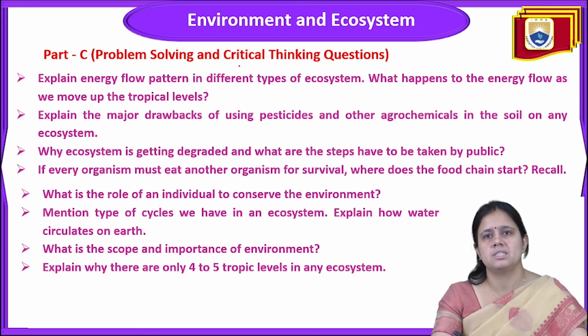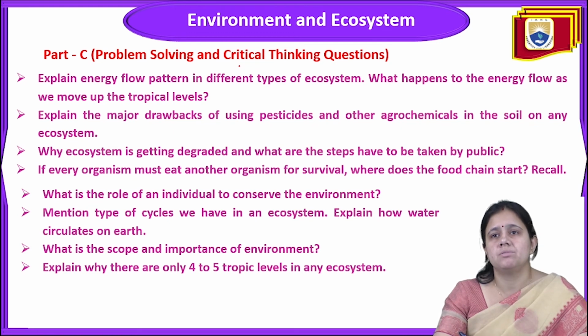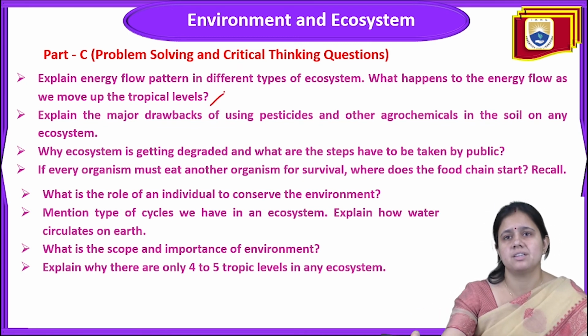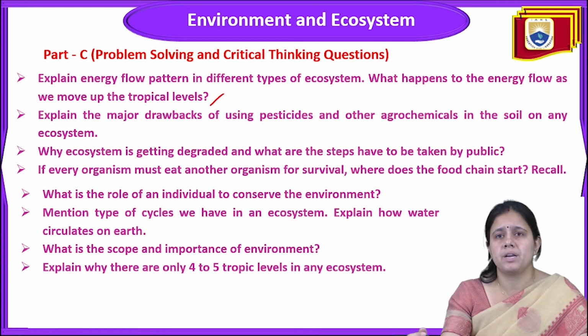So first is: explain the energy flow pattern in different types of ecosystems. What happens to the energy flow as we move up the trophic levels? Here again, for the energy flow, you have to discuss the pyramid of structures, the pyramid of energy, and the food chain and food web in different ecosystems, like the pond ecosystem, the terrestrial ecosystem, the desert ecosystem, all these ecosystems. This question will carry 5 marks.